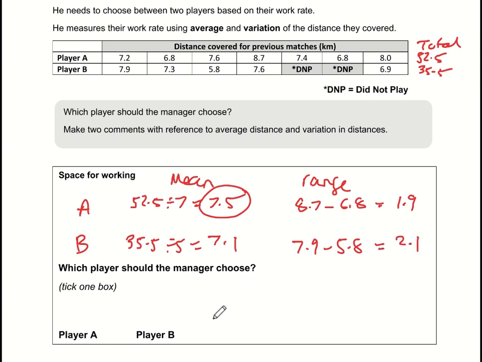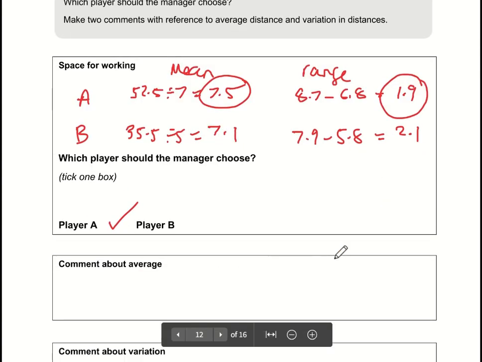So which player should he choose? Well, it should be player A, and the reason for that is on average he gets a better score. And also because the range is lower, that means he is more consistent. So he plays at a more consistent level, whereas B, he's a bit all over the place. So he's capable of a bit of a shocker there, but also equally capable of a pretty decent performance. So on that basis, for both the mean and the range, I would go for player A.